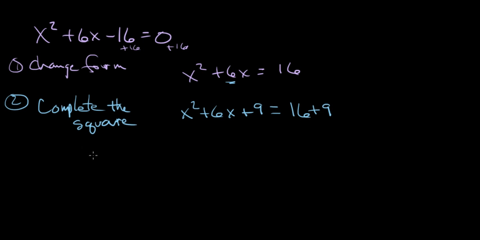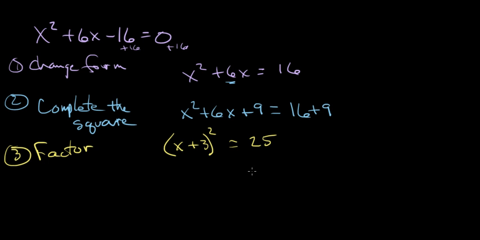But the next thing we do is we factor. That means we're going to go x plus 3 quantity squared equals 25. And then you know what we do after that. We solve.